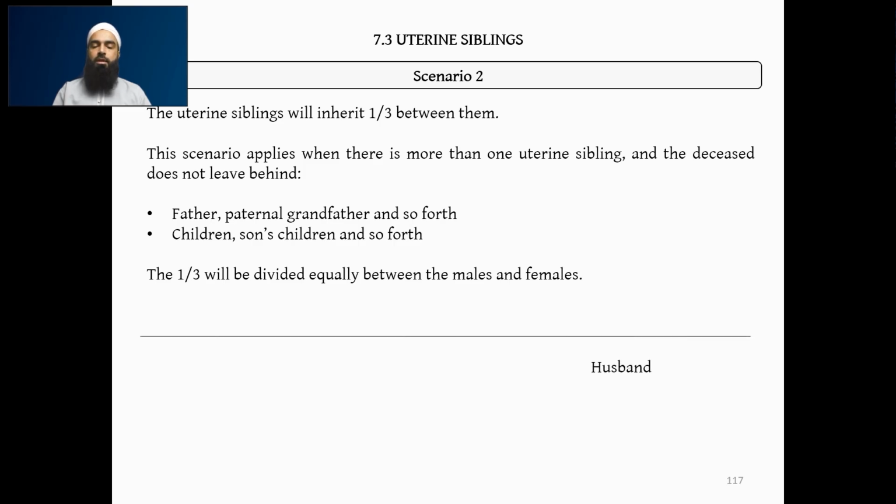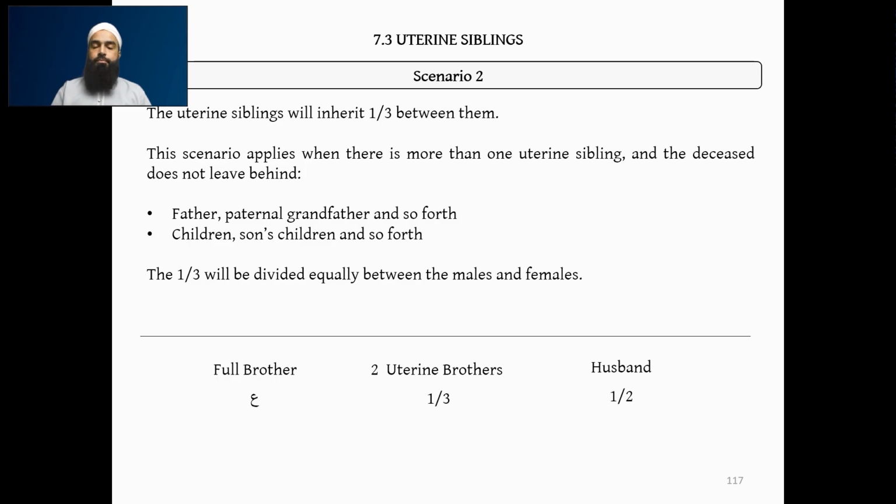So let's see: a husband, 2 uterine brothers, and a full brother. What happens in this scenario? Now to reveal the answer, the husband gets a half, the 2 uterine brothers get a third because there are 2 of them. Now the full brother will receive the remaining.